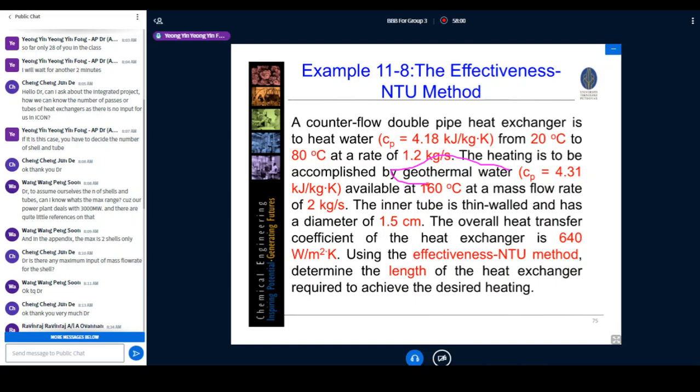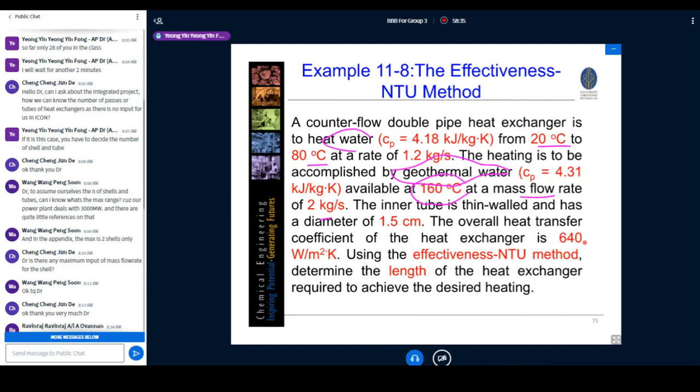Okay, and the heating is done by the hot stream using geothermal water, and the TH in, the inlet of the hot water, is 160 degrees C at a mass flow rate of 2 kilogram per second. Okay, the inner tube is thin wall and has a diameter of 1.5 centimeter. The overall heat transfer coefficient is 640 watt per meter square per degree C. Okay, the U value is given.